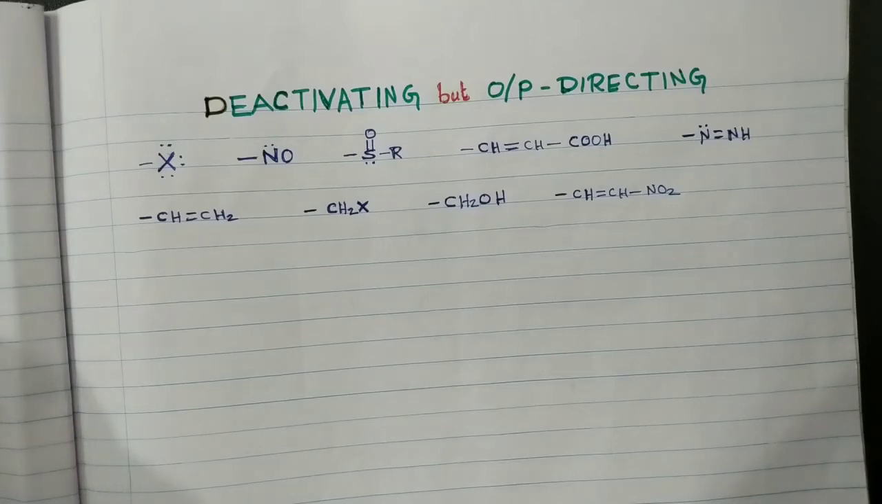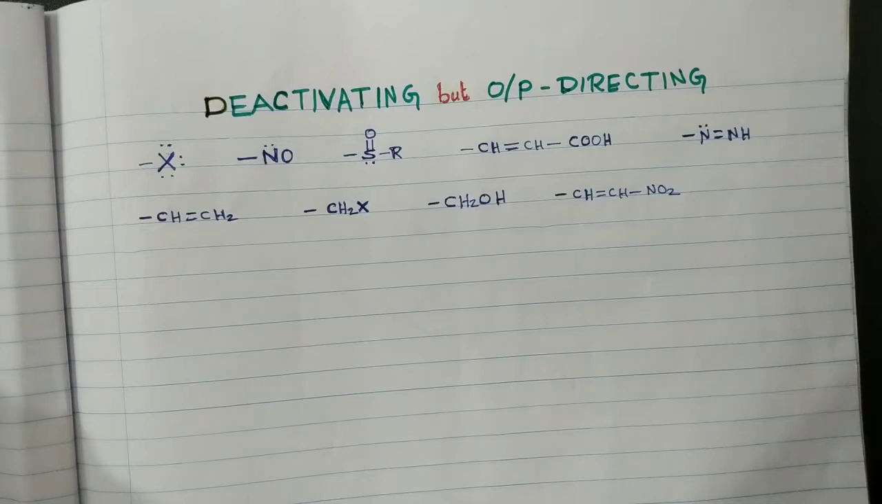Hello students, here I am discussing one specific topic from aromatic compounds. It is regarding the aromatic electrophilic substitution reactions. You know that benzene is involved in aromatic electrophilic substitution reactions. When benzene has one substituent, that substituent may be an ortho-para directing group or a meta directing group, and that substituent may activate the benzene ring towards electrophile attack or deactivate the benzene ring towards electrophile attack.